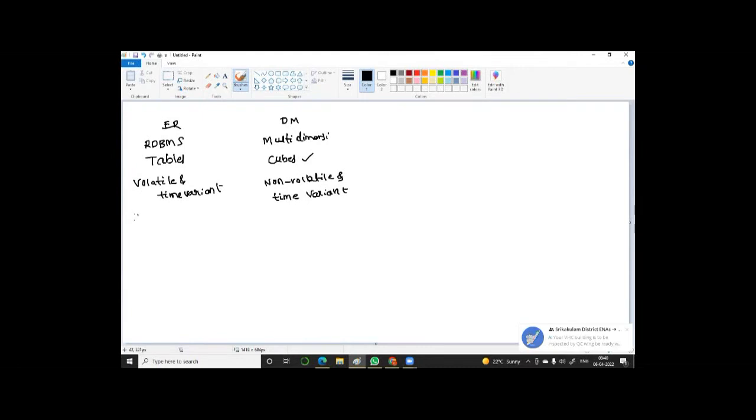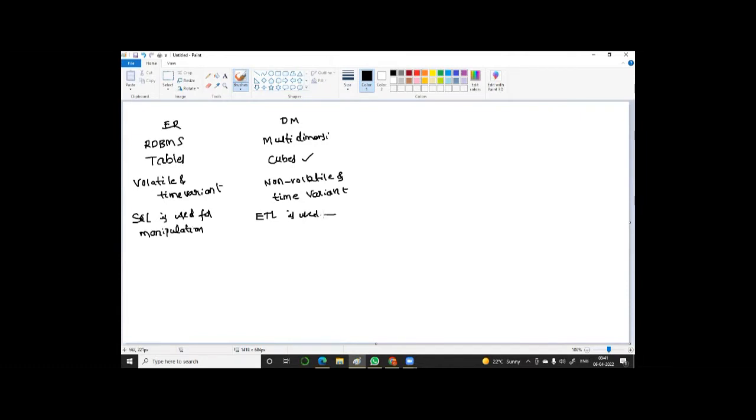Here SQL we can use for manipulation. SQL is used for manipulating data. But here ETL tools can be used. That's why ETL is adaptable to this dimensional modeling, as I said earlier. ETL is used for manipulation in this case.